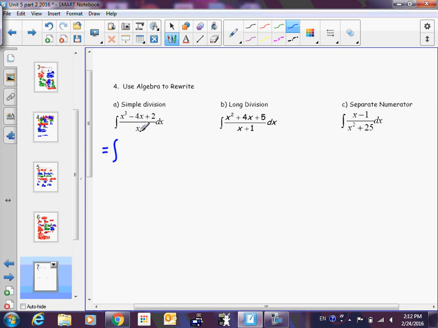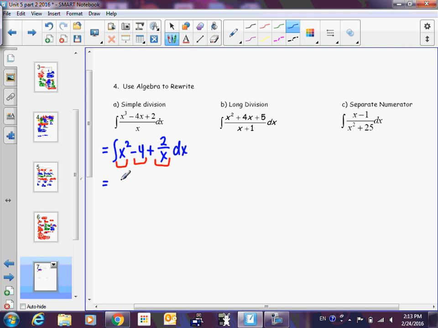So what's x cubed divided by x? X squared. What's 4x divided by x? Just 4. And then this last one I'm going to go ahead and write as 2 over x. And then you just got to do each piece. That's the antiderivative of each piece. If you want to go ahead and write it out as 3 different integrals, you can. I'm not going to do that on this one, but you could.